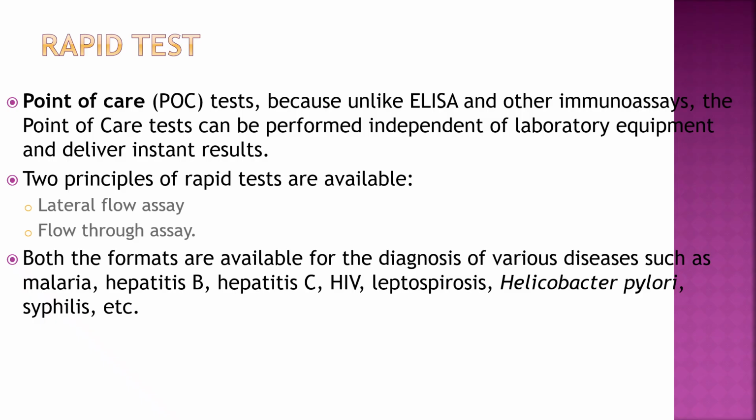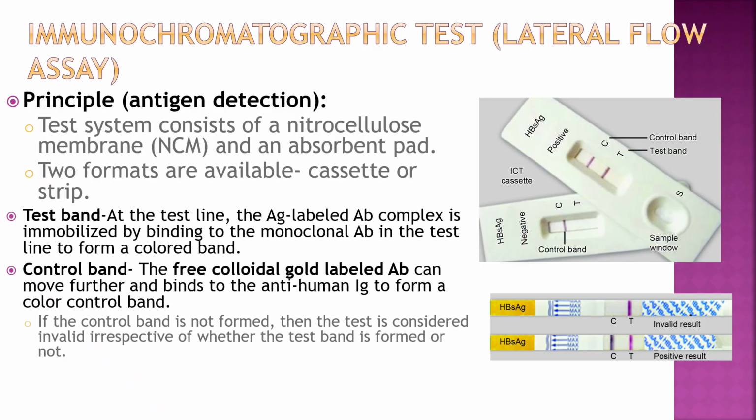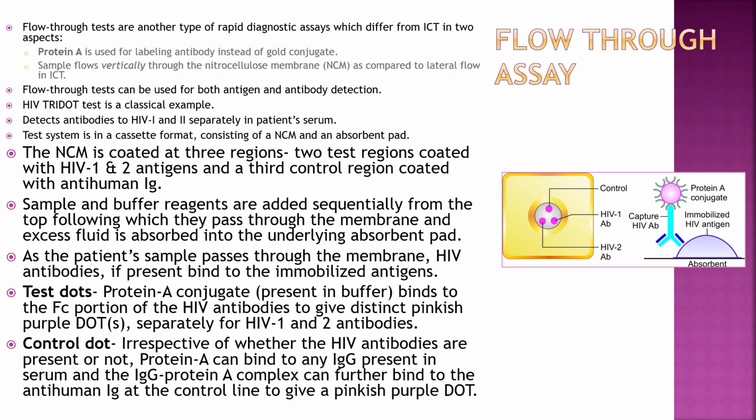Rapid test, a point of care test. There are two types: lateral flow and flow through. Immunochromatography, that is lateral flow assay. The test system consists of nitrocellulose membrane and absorbent pad. Two formats are available: cassette and strip. Application: hepatitis B surface antigen.